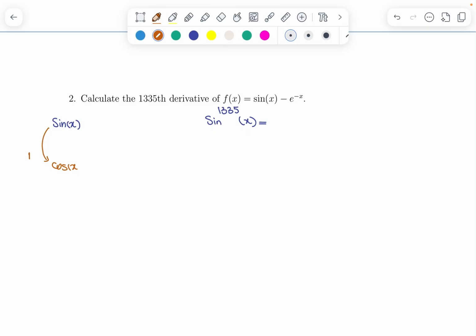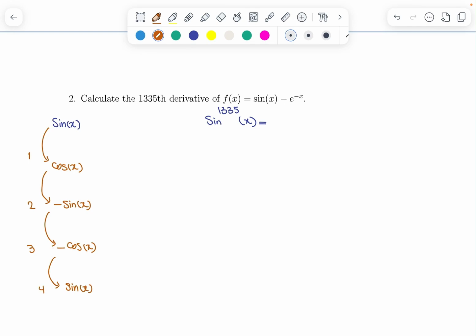First derivative of sine would be cosine. Derivative of cosine would be negative sine. Therefore, second derivative would be negative sine. Derivative of negative sine would be negative cosine of x. Therefore, the third derivative would be negative cosine of x. Derivative of negative cosine of x would be sine of x. Therefore, the fourth derivative would be sine of x.